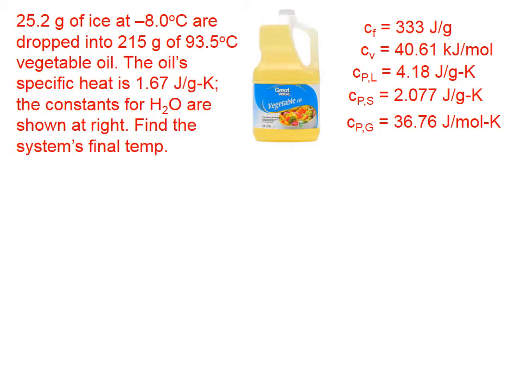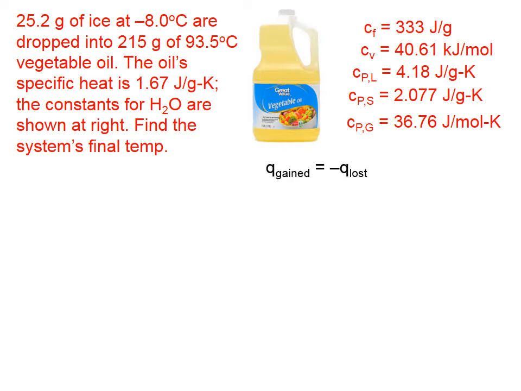25.2 grams of ice at negative 8 degrees Celsius are dropped into 215 grams of 93.5 degrees Celsius vegetable oil. The oil's specific heat is 1.67 joules per gram Kelvin. The constants for water are shown at right. Find the system's final temperature.